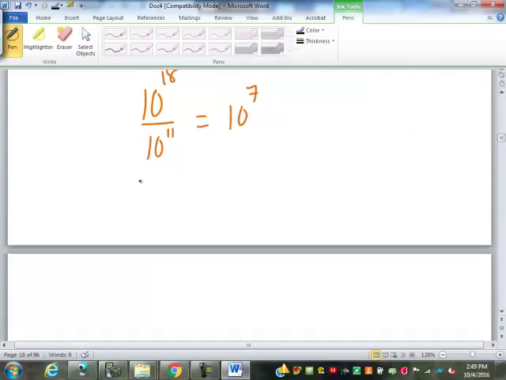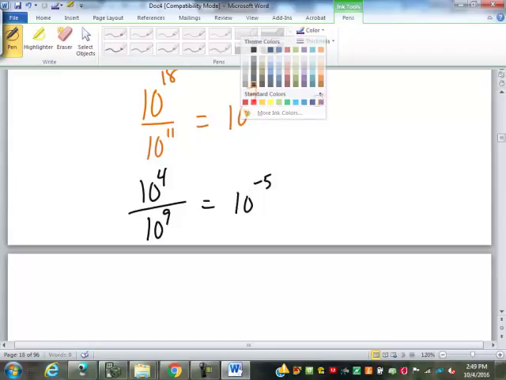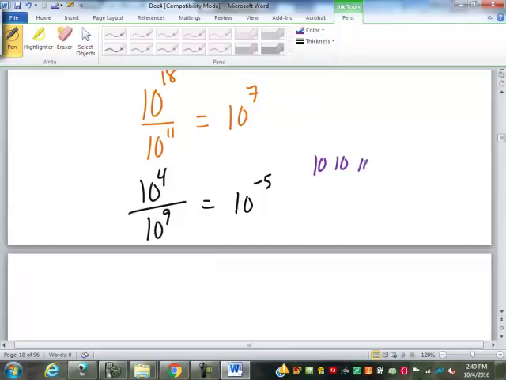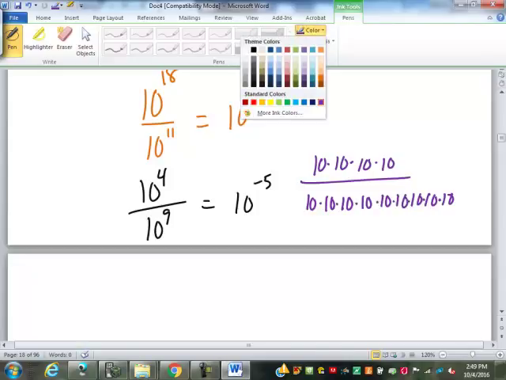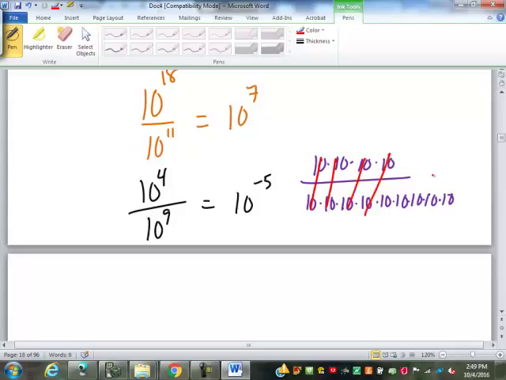So what if I have 10 to the 4th divided by 10 to the 9th? 10 to the negative 5th. The other way I could have looked at that, 4 tens over 9 tens. I can cancel out 1, 2, 3, 4. I'm left with 1 over 10 to the 5th, which of course is the same as 10 to the negative fifth.